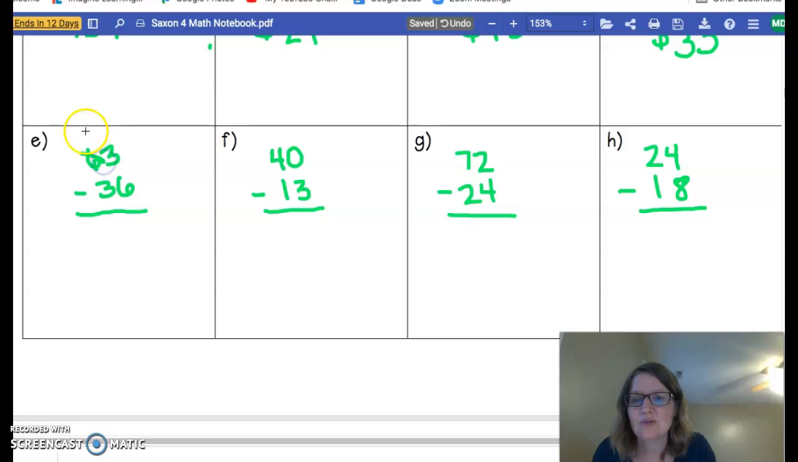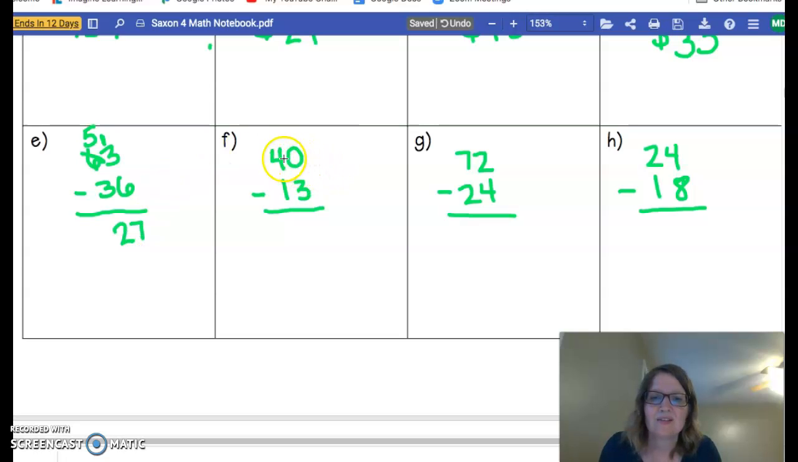Now, these last ones, we'll just go really quickly. 6, let's regroup. 5, move our 10 over. 13 minus 6 is 7. 5 minus 3 is 2. Let's try our next one. 4, 3, 10 minus 3 is 7. 3 minus 1 is 2.